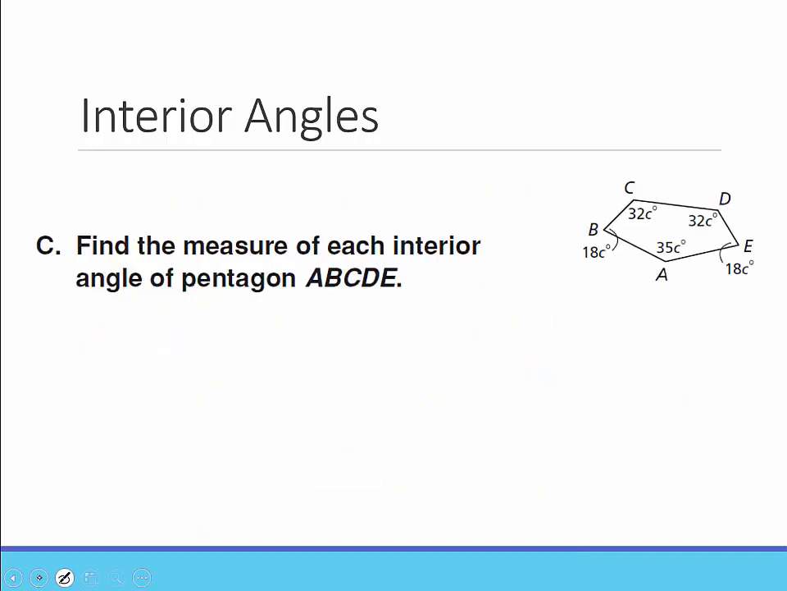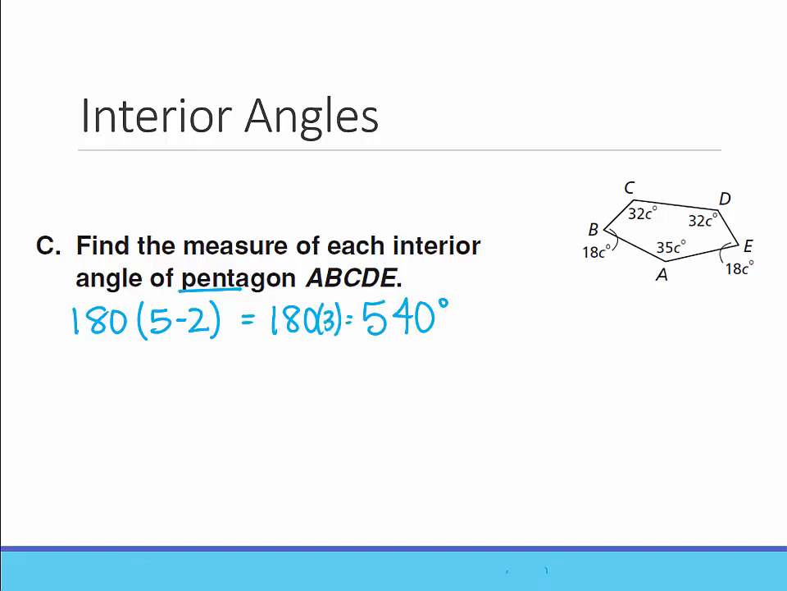Let's do one more. It says find the measure of each interior angle of this pentagon, A, B, C, D, E. So in this pentagon, I know that all of these angles have to add up to a certain number of degrees. So remember, it's 180 times pent, which is 5, minus 2. So I'm going to do 180 times 3. I know that all of those angles have to add up to 540 degrees.